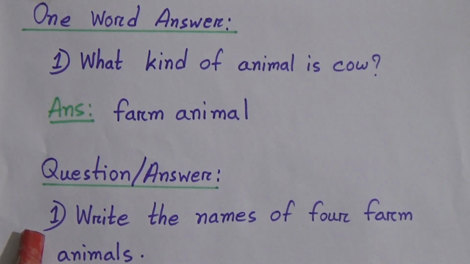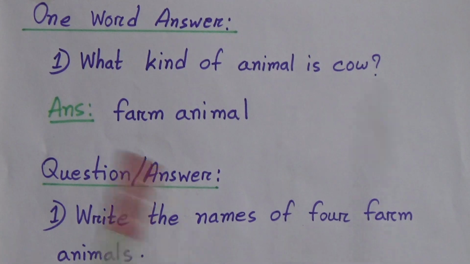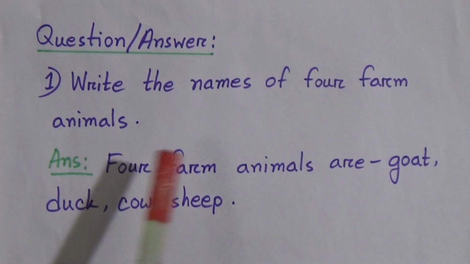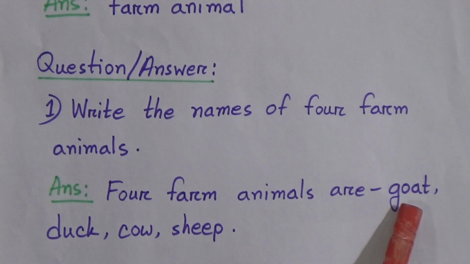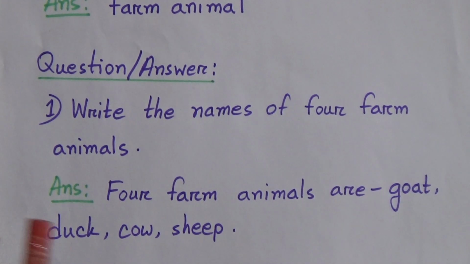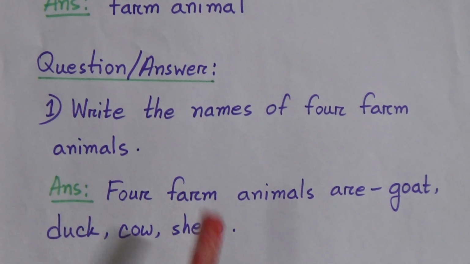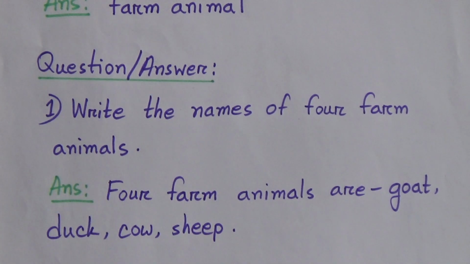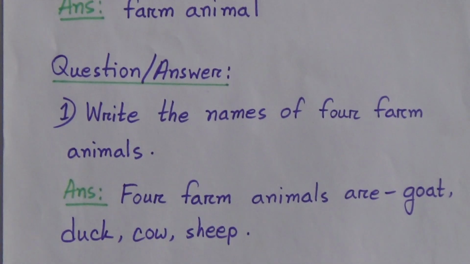Now question answer. Here is only one question and answer. The question is, write the names of 4 farm animals. The answer is, 4 farm animals are goat, G-O-A-T, goat, duck, D-U-C-K, duck, cow, C-O-W, cow, and sheep, S-H-E-E-P, sheep. So dear students, it was our today's topic.